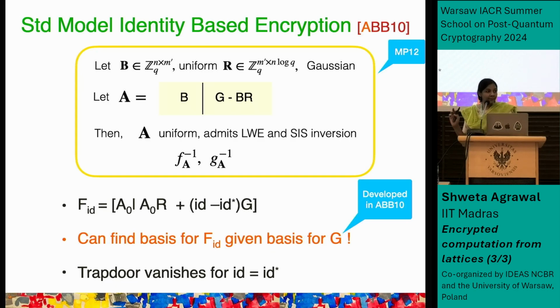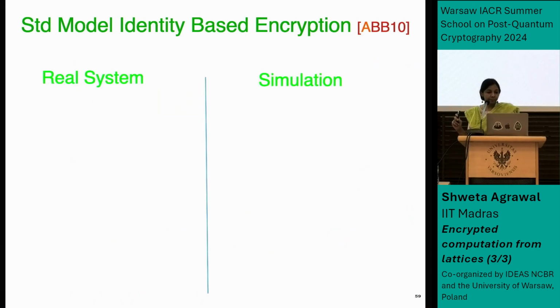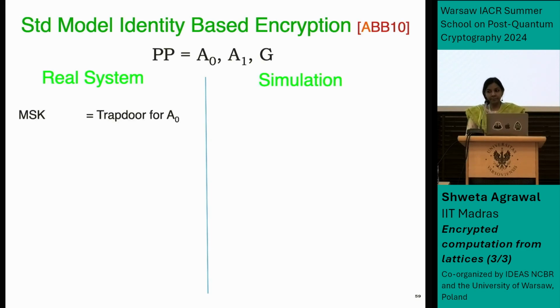And note again that the trapdoor vanishes when ID is equal to ID star. So here is what goes on. Let's try to compare how things look in the real world versus the proof. The public parameters are A0, A1, and G. In the real system, the master secret is a trapdoor for A0. In the simulation, the trapdoor is R.